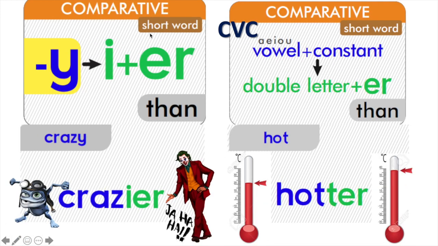We also have short words with a Y, like the word crazy. So we need to add I plus ER. Crazier than. Now we also have short words with a vowel plus consonant. For example, hot. We have H, then a vowel, then a consonant. We need to double the letter. Hot becomes hotter. Hotter than.